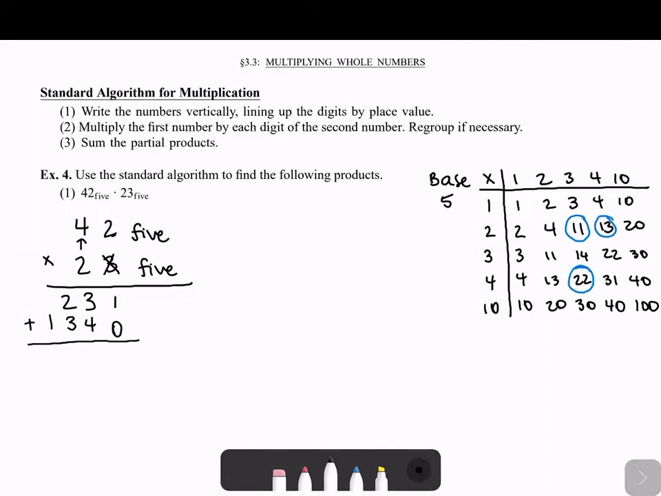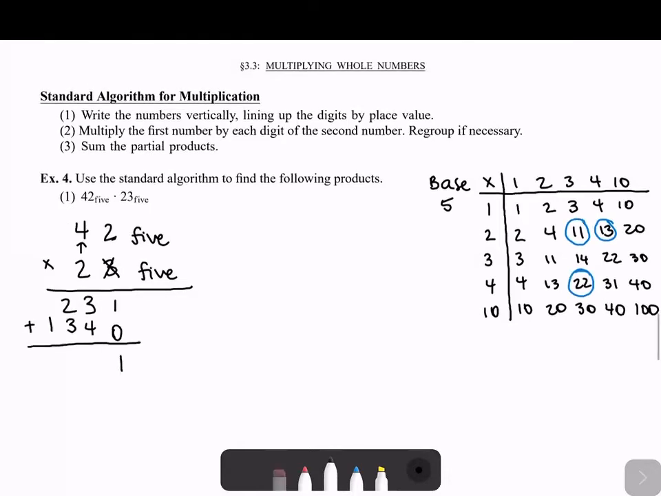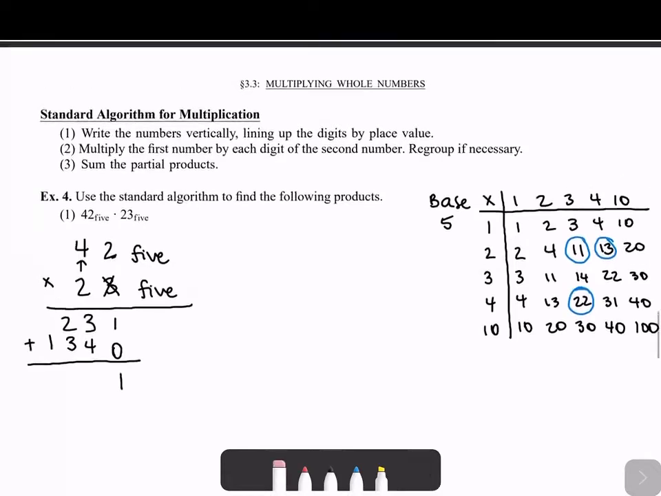So 1 times 0 is 1. 1 plus 0 is 1. My apologies. 3 plus 4 is 7, which is 1, 5 and 2 left over. 1 plus 2 plus 3 is 6, which is 1, 5 and 1 left over. 1 plus 1 is 2. So this is how we multiply in the standard algorithm.